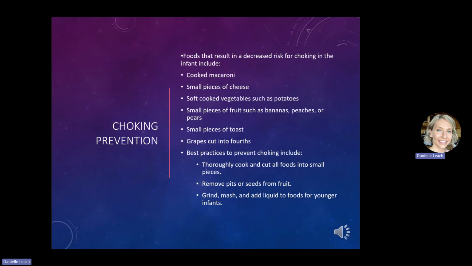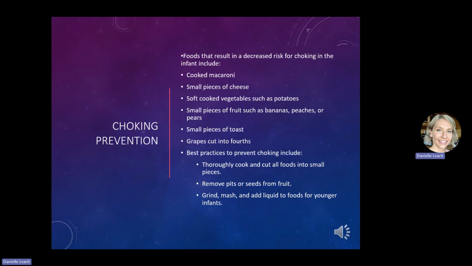We want to make sure that we're giving babies foods that they aren't going to choke on. So usually that means giving them foods that are soft and not hard to chew, because depending on how old the baby is, they may have no teeth or very few teeth. So foods that result in a decreased risk for choking are things like cooked pasta, small pieces of soft cheese, cooked vegetables, small pieces of fruit, small pieces of toast. Grapes are okay, but we just need to make sure we cut them into little pieces because that is a high choking food. Making sure that we thoroughly cook all food and cut up all food into small pieces.